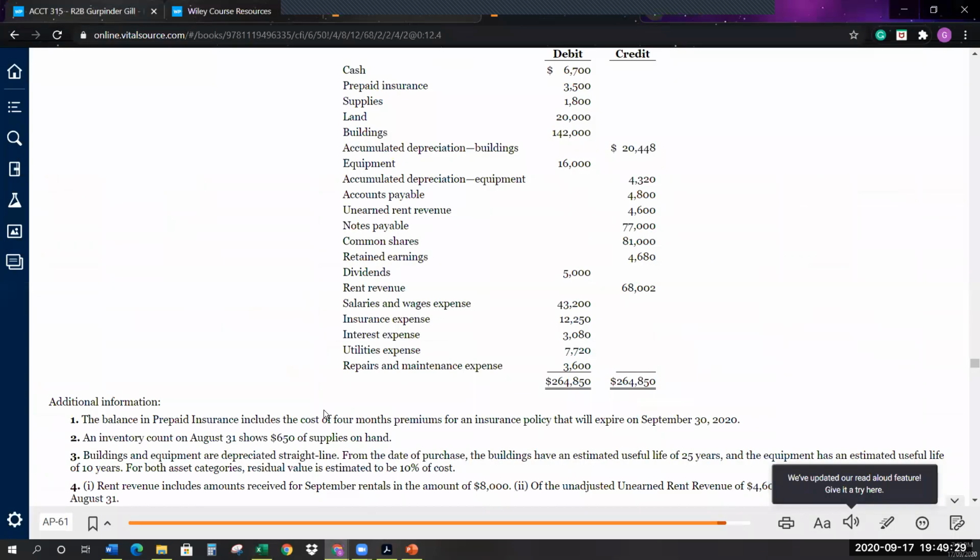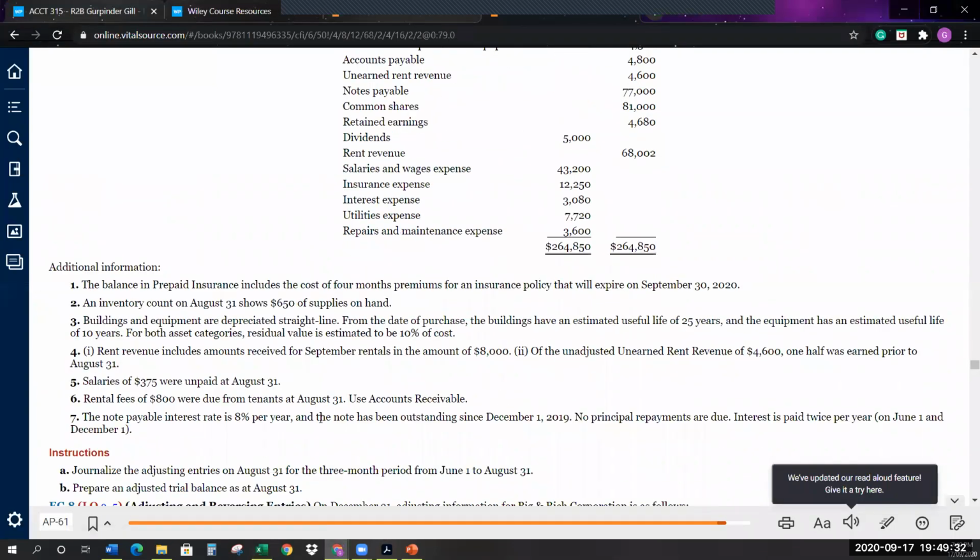Then for number 4, rent revenue includes amount received for September rentals in the amount of $8,000. Number 2 of the unadjusted unearned rent of $4,600. Oh, there are 2 parts to that, sorry. Okay, so number 4 has part 1 and part 2. So part 1 is the rent revenue includes amount received for September rent in the amount of $8,000.